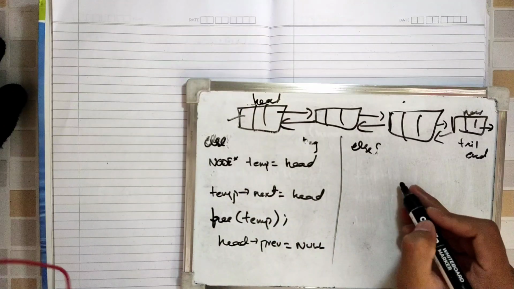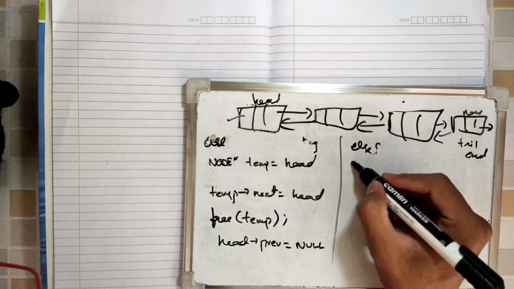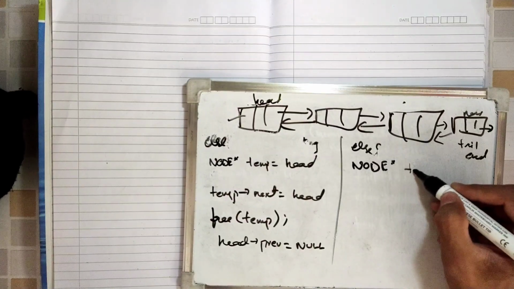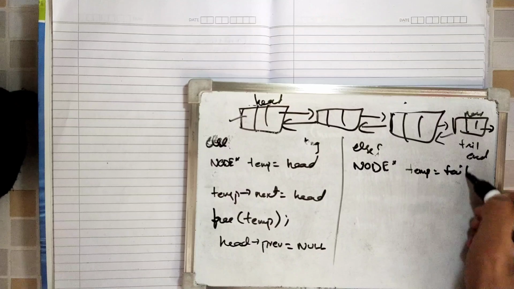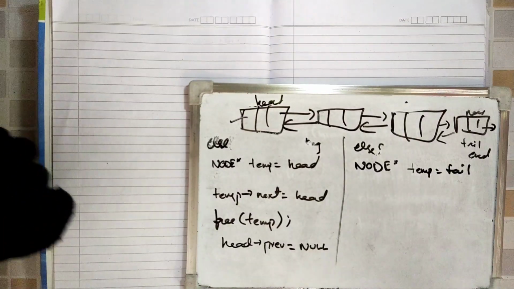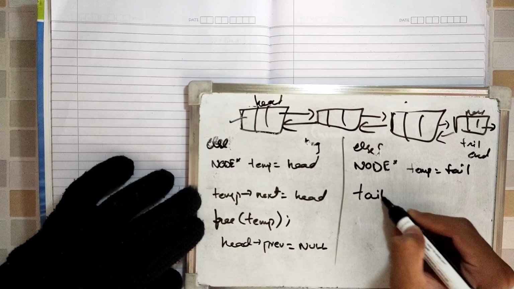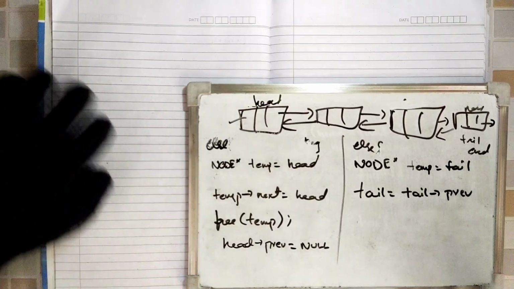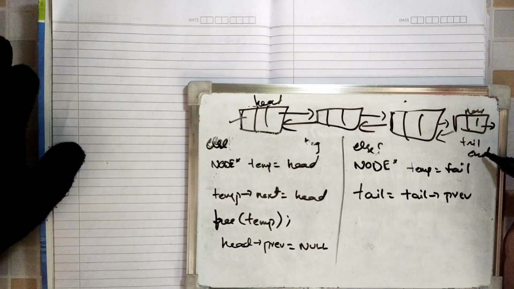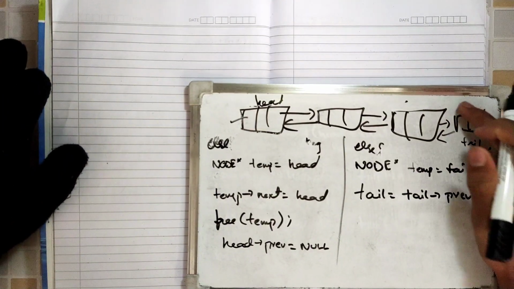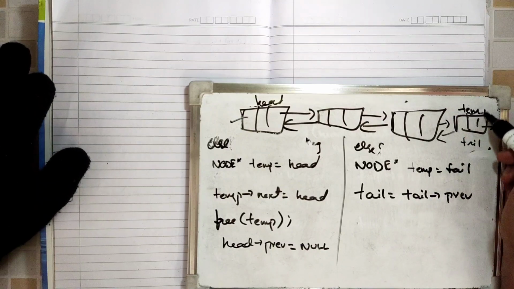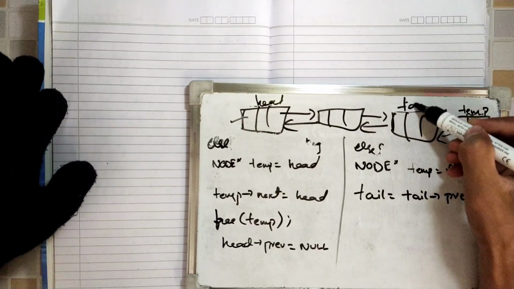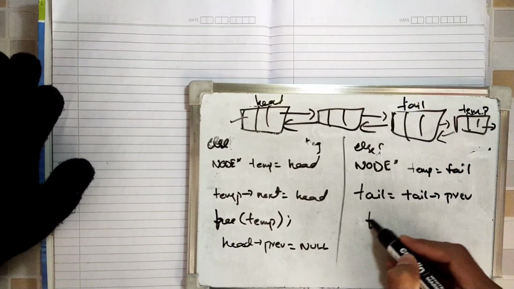Similarly, in tail deletion at the end, we had to use the while loop. So now see the beauty of this doubly linked list, nothing but node star temp is equal to tail, I will say directly. Now what I will do, tail is equals to tail of prev. Are you understanding? So now my tail is here, okay, and my temp is here now. So this is my tail, this is my temp. Tail is equals to tail of prev. So my tail is here now. So this is not my tail. Free temp again.